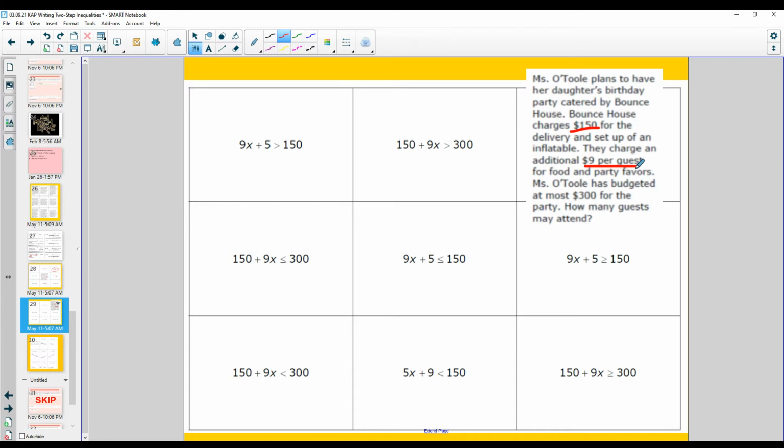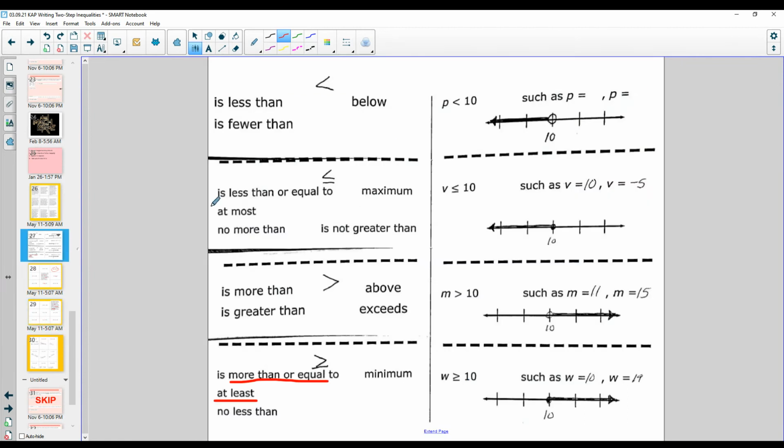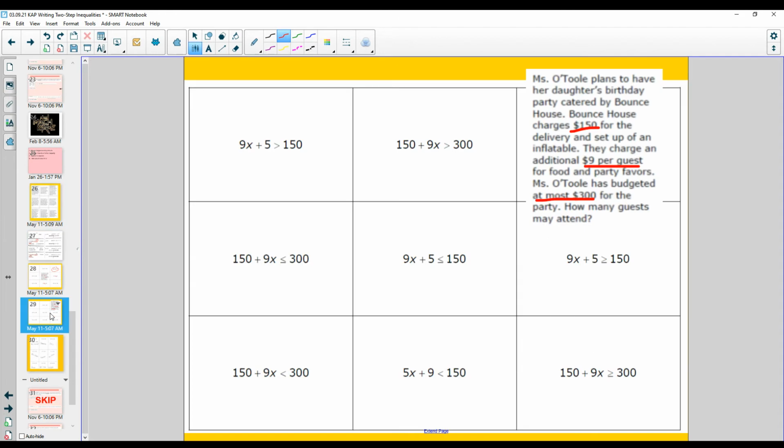Mrs. O'Toole has budgeted at most $300 for the party. Then the most amount she can spend is $300. That means that's the highest she can spend. So she can spend it, but she has to spend less than that. So let me go see. It means less than or equal to is represented by this inequality. So let's go through the choices and figure out which one.